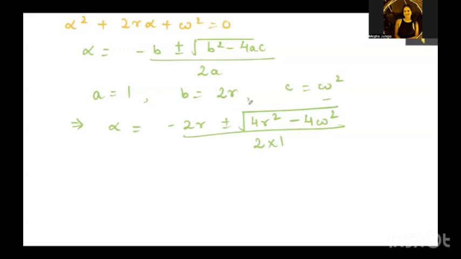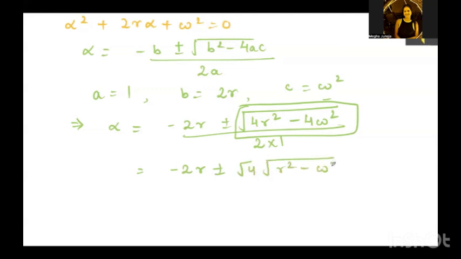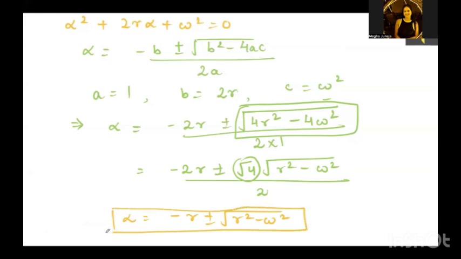Now if we consider this under root part, can we take 2 common? Basically, what I am trying to tell you is that minus of 2r plus minus under root of 4, then under root of r square minus omega square, over 2. And under root of 4 is automatically going to give us 2 itself. So that's why we can write it like this: minus of r plus minus under root of r square minus omega square. And this is going to be equivalent to alpha itself.